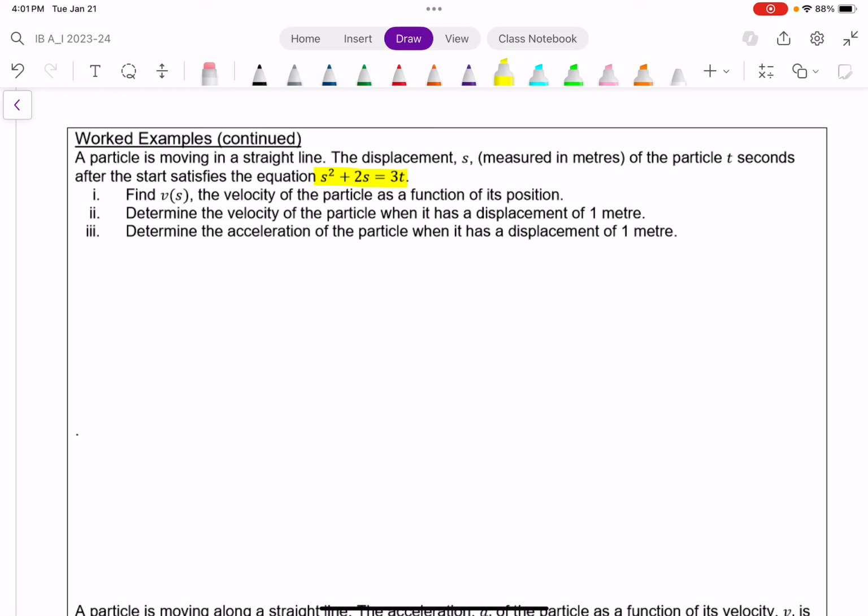And we can't really isolate s so nicely here. That said, this is what we call an implicitly defined equation. And notice the first thing I ask for is the velocity as a function of position. That's the first thing I want.